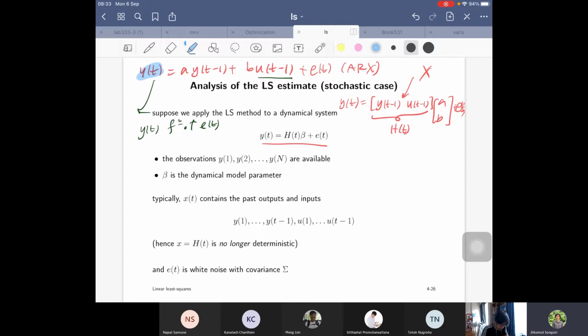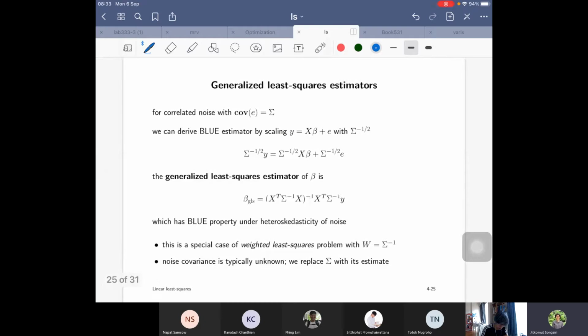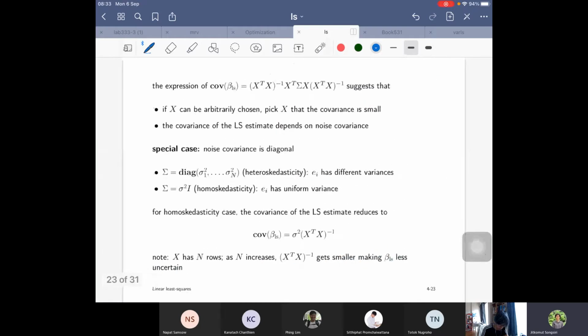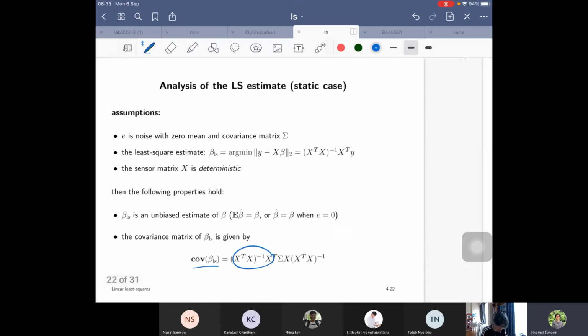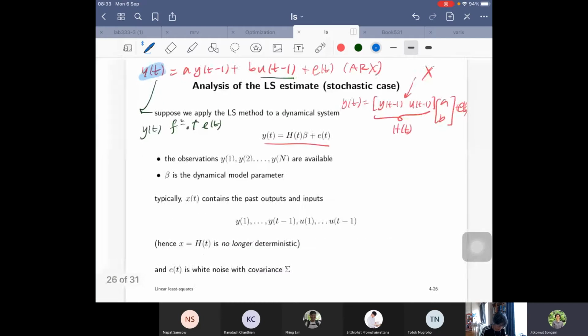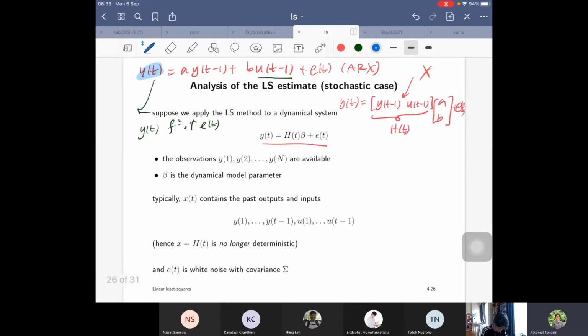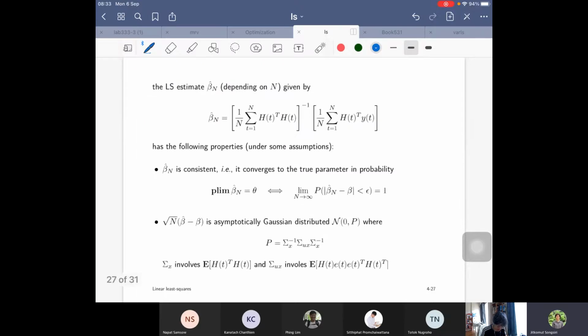So now in this case, we say your H is random. If you recall, when we proved the unbiasedness and the covariance, we exploited the property that this X is deterministic, so we could take it out of the expectation operation. In this scenario, I will give you a statement of the results, not the proof.